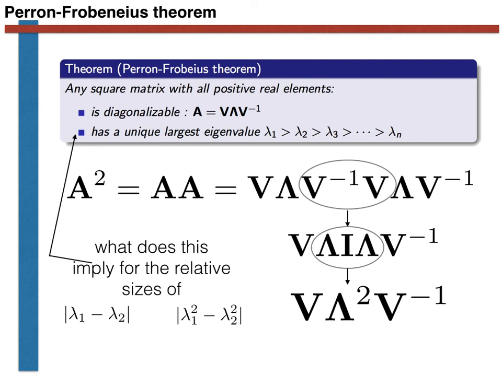If lambda 1 is equal to 1 and lambda 2 is equal to 0.5, then lambda 1 minus lambda 2 is equal to 0.5, while lambda 1 squared minus lambda 2 squared is equal to 0.75. In addition, this disparity between the nth power of the first and second largest eigenvalues is going to increase still further as we increase n.